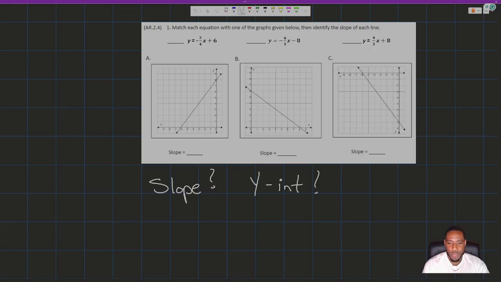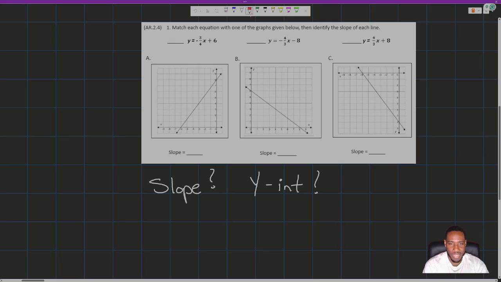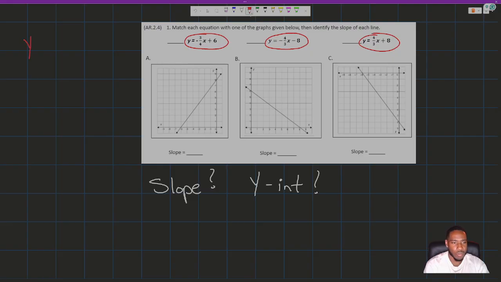Okay, so we're looking for the slope and the y-intercept, and the reason we can tell that is because each of these equations is given to us in this form, which looks like this. And we call that our slope-intercept form. Slope obviously stands for slope, and intercept is specifically the y-intercept, not the x. So each of these equations is given to us in slope-intercept form, and we need to identify the slope and the y-intercept for each of these lines. Okay, so let me erase all that.